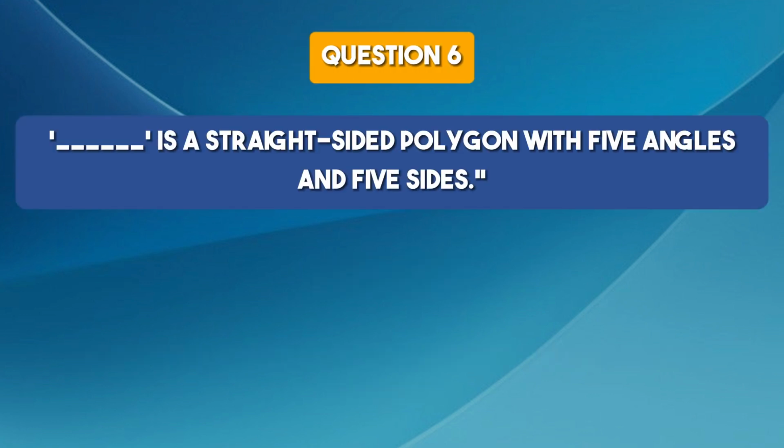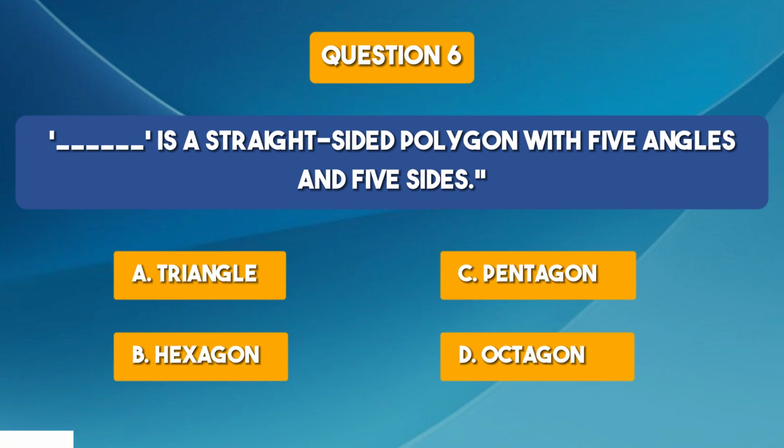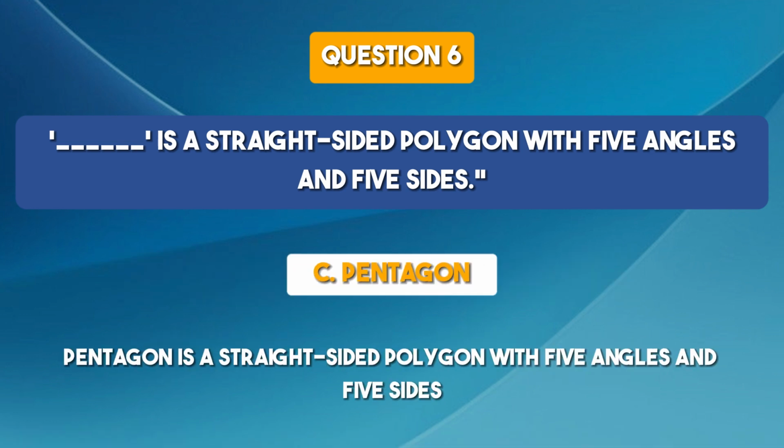You're doing great! Question 6 is a straight-sided polygon with 5 angles and 5 sides. The correct answer is C, Pentagon. Pentagon is a straight-sided polygon with 5 angles and 5 sides.